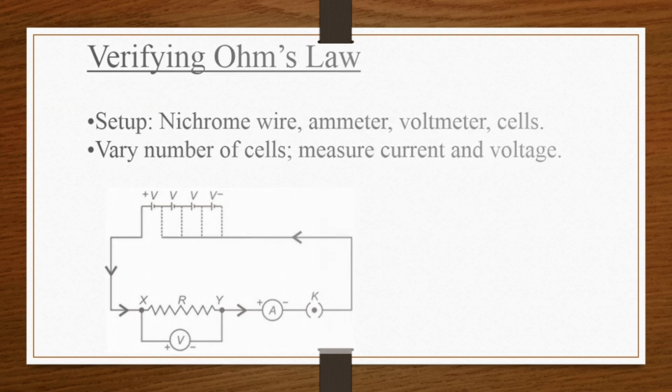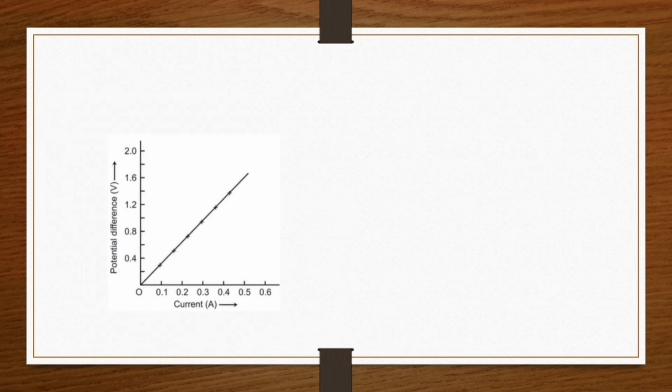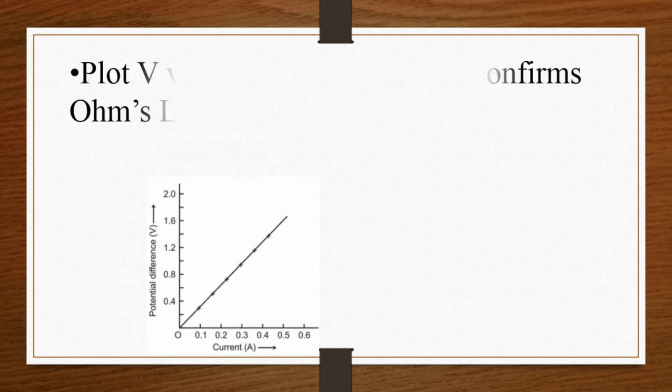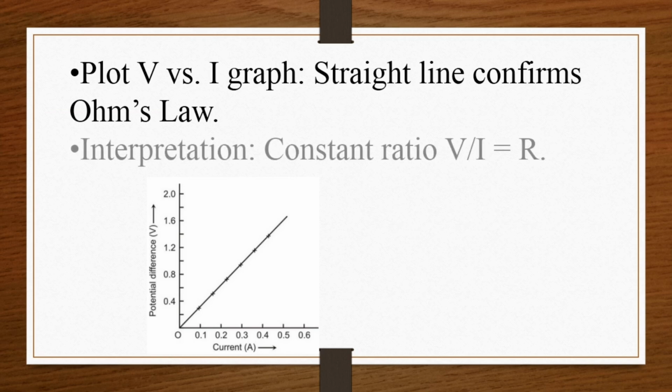Then we plot a graph of voltage on the y-axis and the current I on the x-axis. If the graph is a straight line, it confirms Ohm's law. This means that voltage is directly proportional to current. The slope of the line gives the value of resistance. So, for each reading, the ratio V divided by I remains constant, and that constant is the resistance. And that's how we prove Ohm's law with a simple setup.